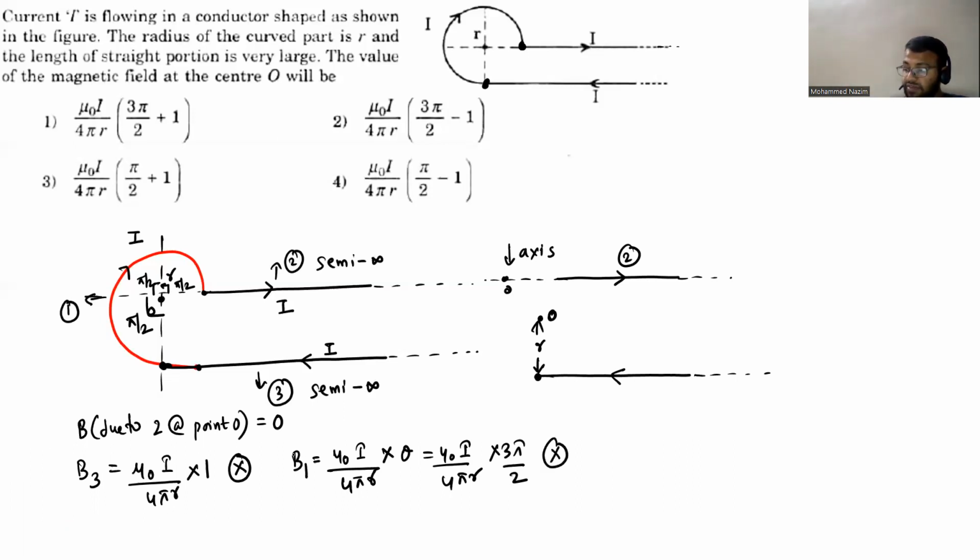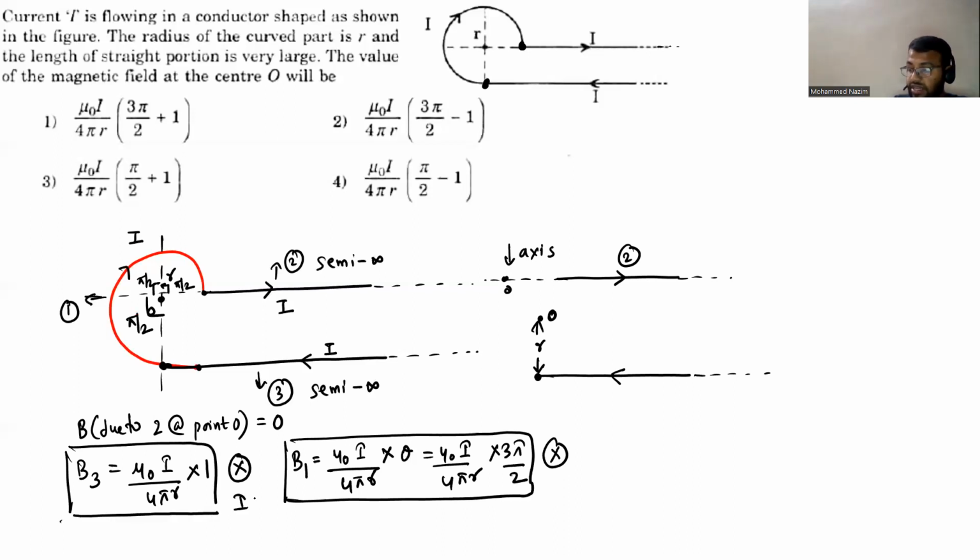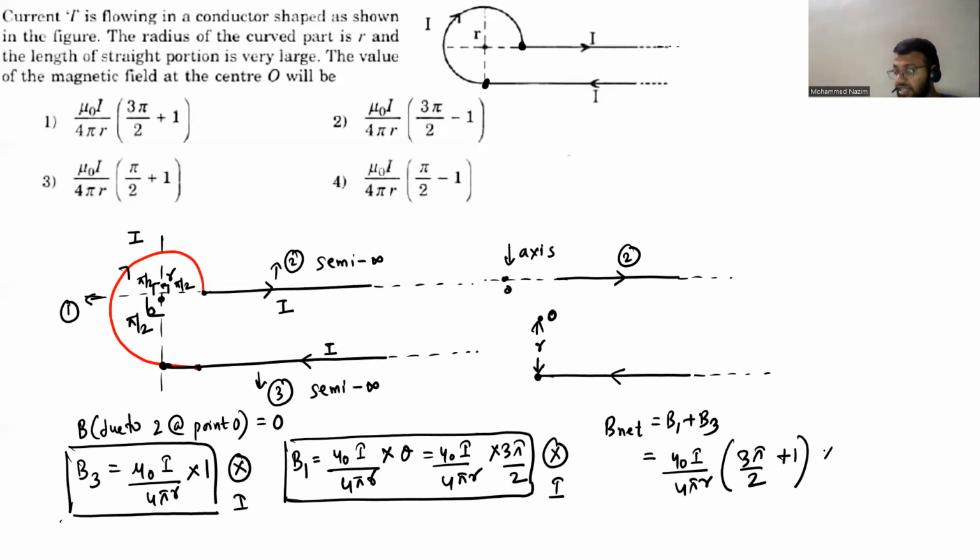So here what we have to do: B1 is inward and B3 is also inward. Two vectors in the same direction, inward and inward, will add up. Opposite direction, subtract. Some other angle, we have to use the parallelogram law. Because both are in the same direction, we need to add them. So the net magnetic field is going to be B1 plus B3. While doing so, I can take out mu naught I by 4 pi r common. Left out is 3 pi by 2 here, and then 1. So 3 pi by 2 plus 1, and the direction is inward. This is the net magnetic field. That matches with option number 1.